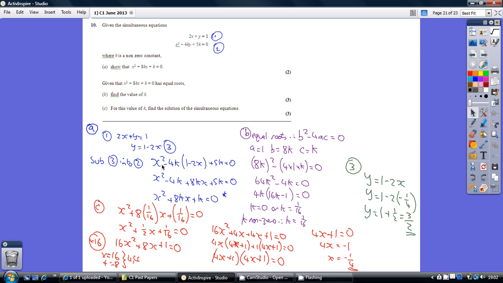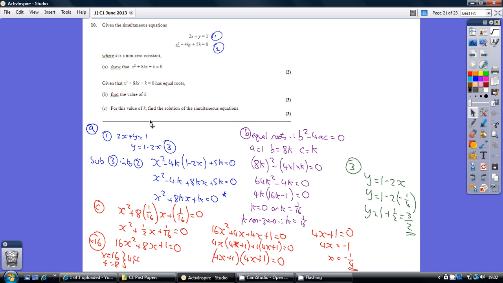So here's 2, x squared minus 4k, but instead of the y here, we replace it by what we've just worked out y to be, which is 1 minus 2x, plus 5k equals 0. We've now got an equation just involving x and k's and numbers, which is what we've been asked. So multiply out that bracket, gather your terms, and we end up with what we've been asked to show.